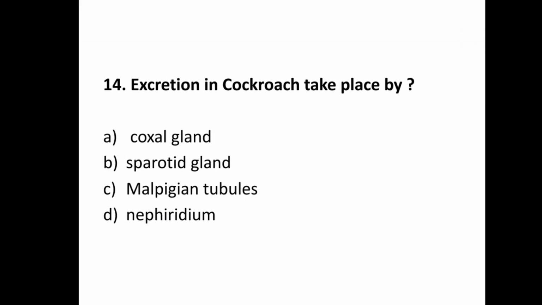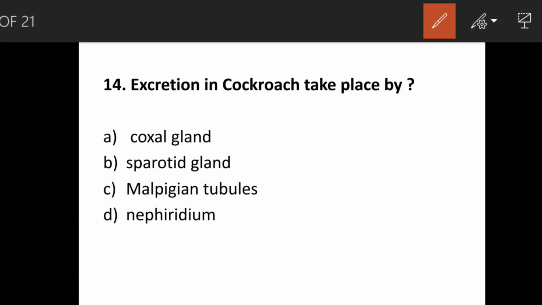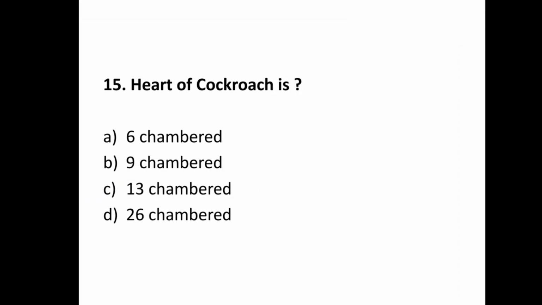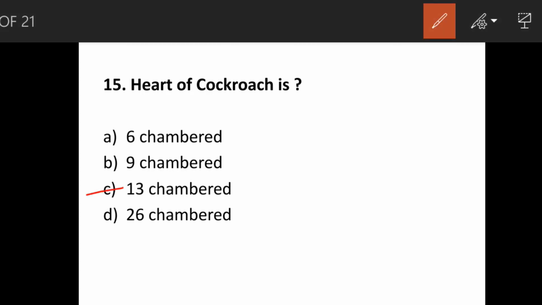Excretion in cockroach take place by coxal gland, parotid gland, Malpighian tubules, nephridium. Student, comment your answers. So the right answer is option C, Malpighian tubules. Next we see, heart of cockroach is 6 chambered, 9 chambered, 13 chambered, 26 chambered. Student, comment your answers. So the right answer is 13 chambered. 13 chambered heart is found in cockroach.